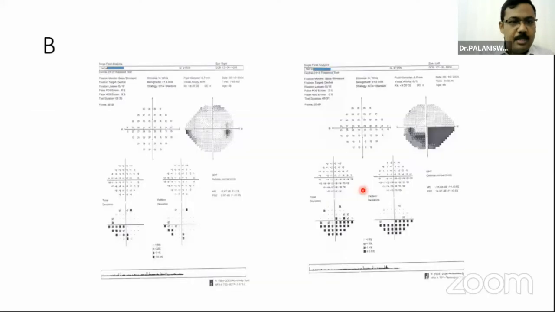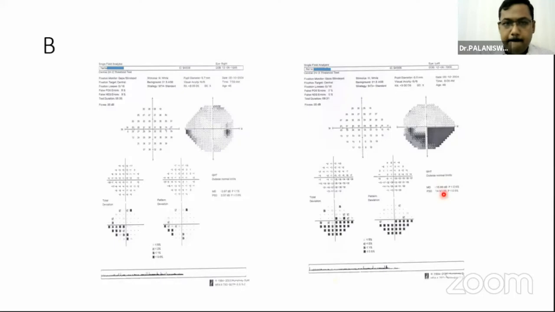Coming to the next example, again, this is a patient, the right eye, the indices look okay. There are, again, depressed points in the nasal part. GST outside normal limits. PSD has been flagged. The left eye, your indices are okay. There's a lot of depressed points inferiorly, GST outside normal limit, PSD has been flagged again.